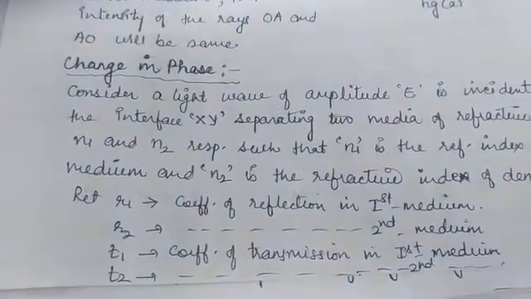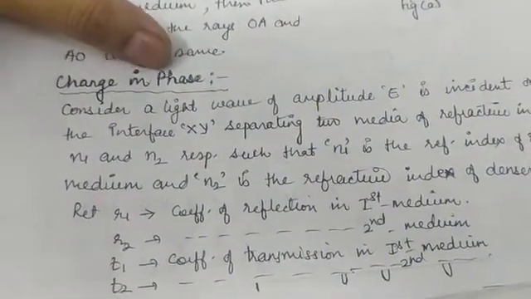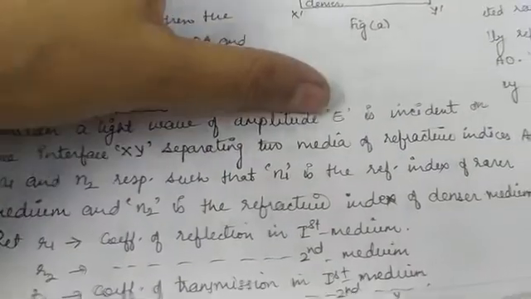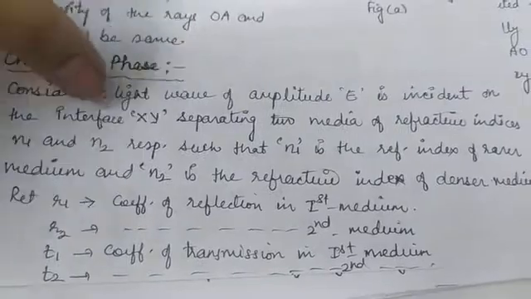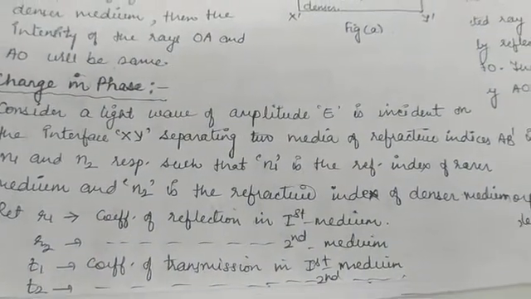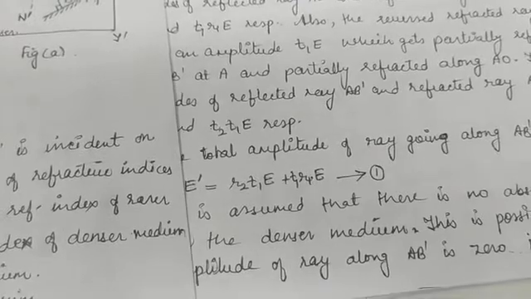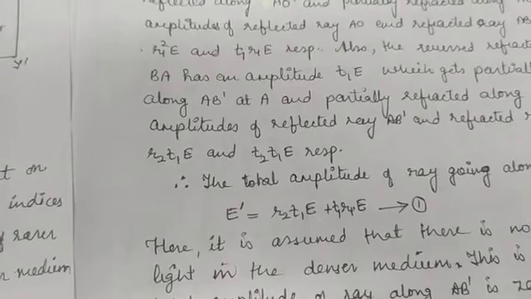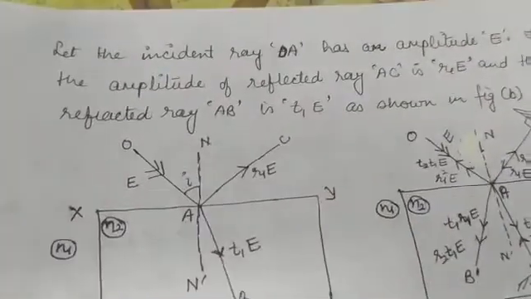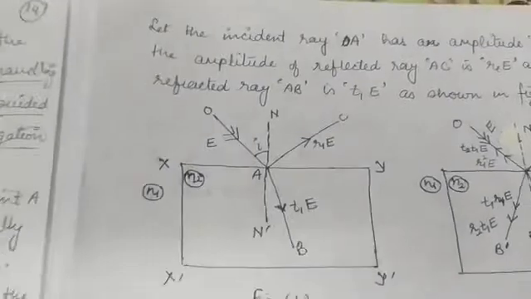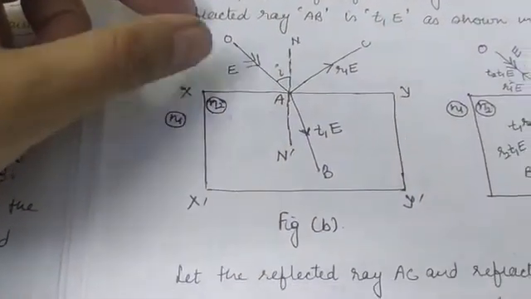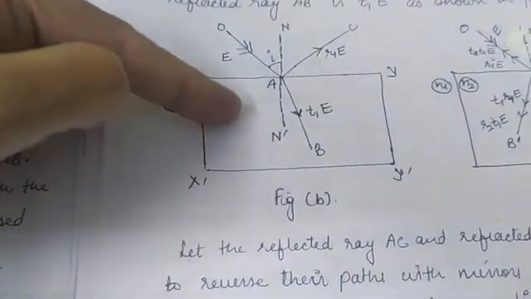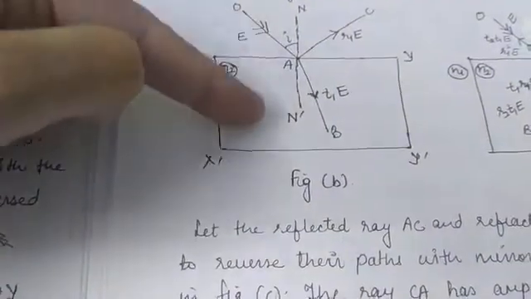Now see what happens to the change in phase. So how has the phase been changed? Consider a light wave of amplitude E incident on the interface XY separating the two media. This has been shown in your figure on the next page. This is the figure I have drawn over here. XY is the interface of the two media. The medium around it is air, and this is the glass medium. XY separates the air from the glass.